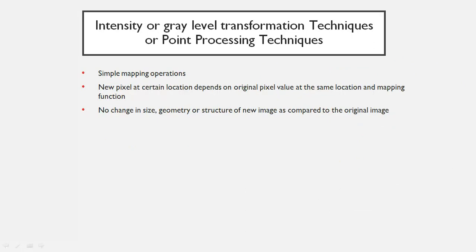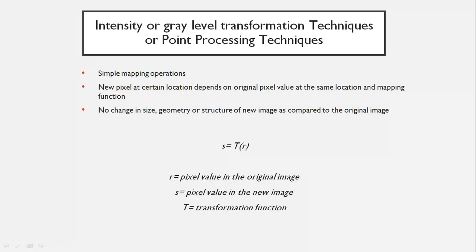Intensity level or gray level transformation techniques are simple mapping operations, and the new pixel at a certain location depends only on the original pixel at the same location, and there is no change in size, geometry or structure of the new image as compared to the original image. This is how point processing technique is represented, where r is the pixel of the original image and s pertains to the pixel of the new image, and T is the transformation function.